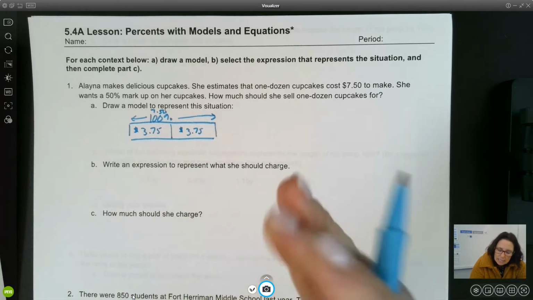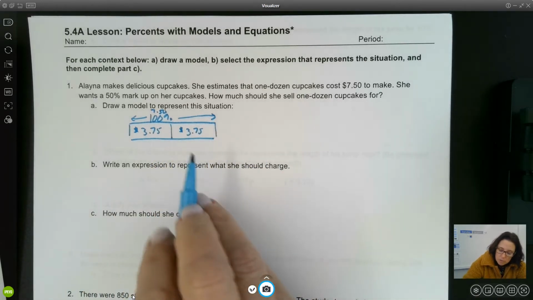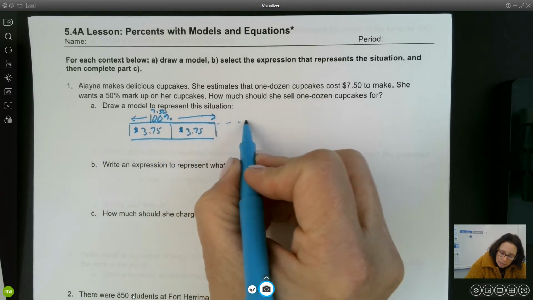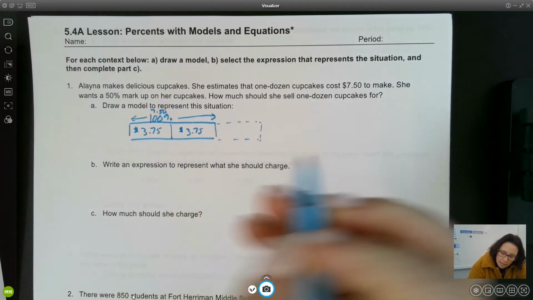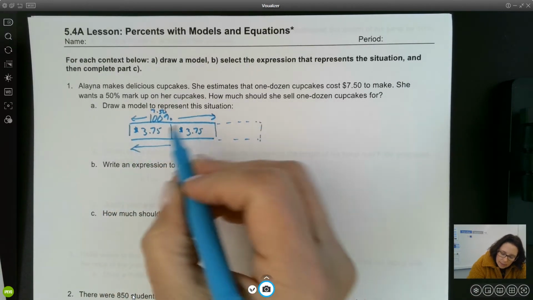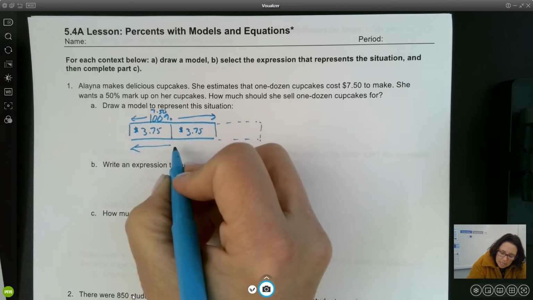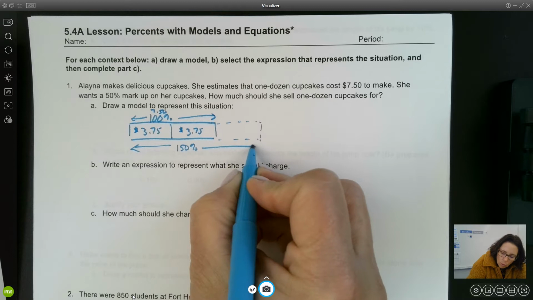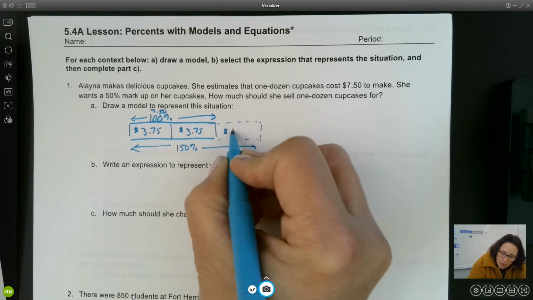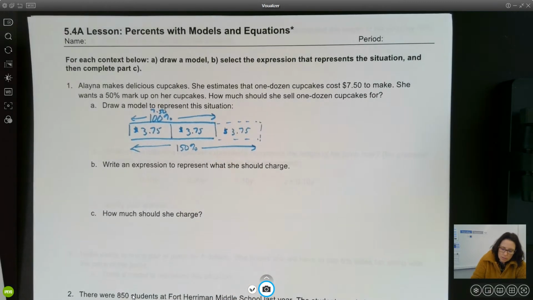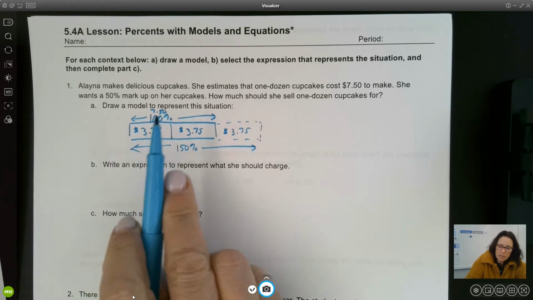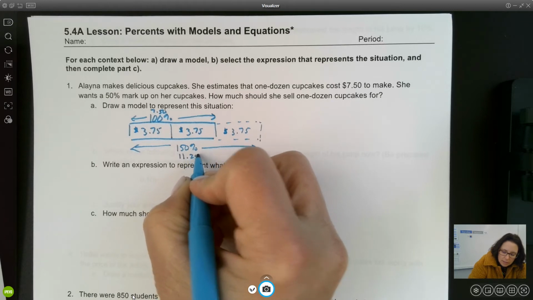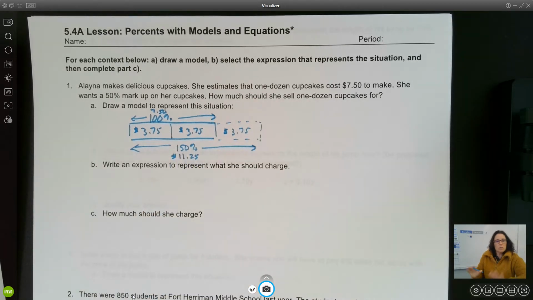Now if we want to mark it up 50%, half of this thing is 50%. So we're going to add on 1 extra box. If these 3 boxes are each 50%, we are now looking at the whole thing being 150%. And 375 plus 375 plus 375 is 1125. So there's your model.